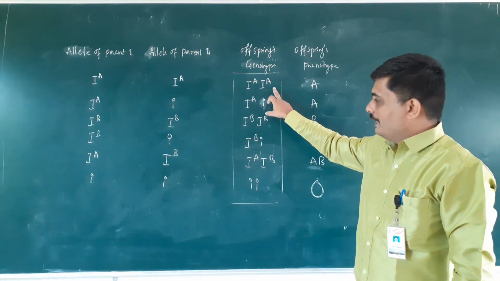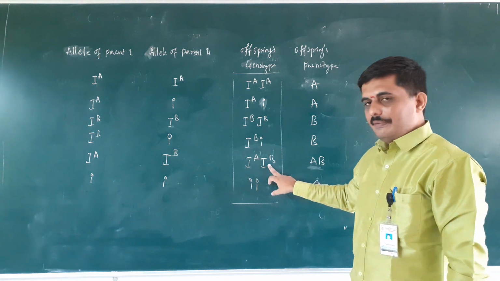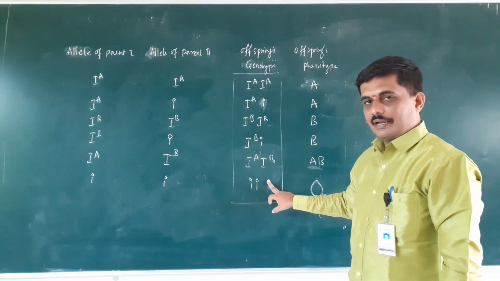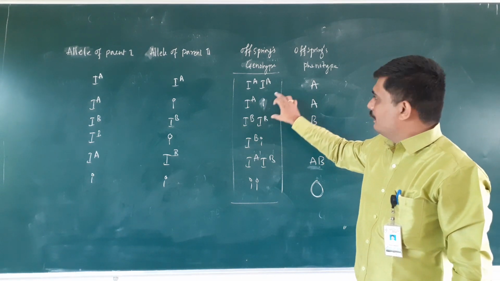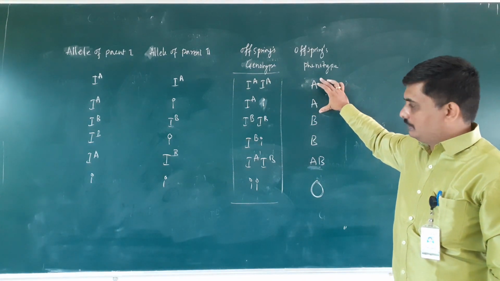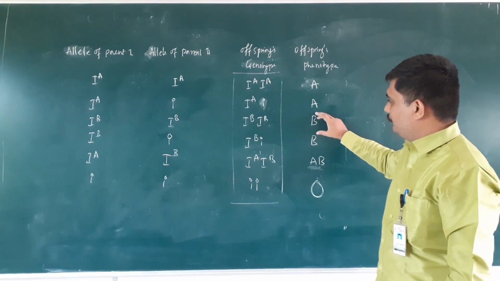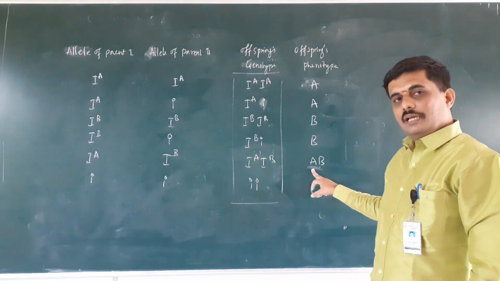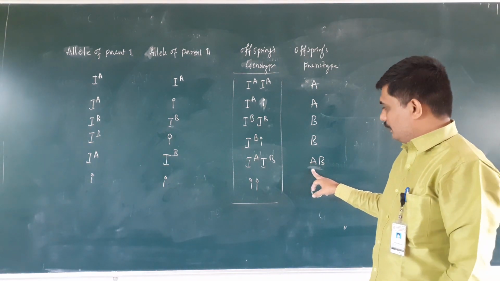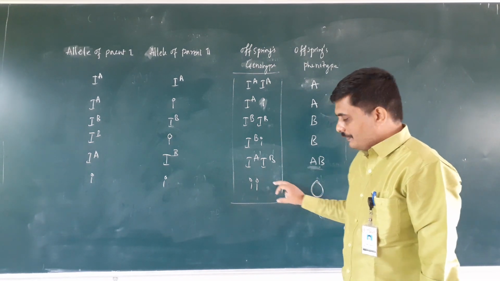One is IAIA, IAi, IBIB, IBi, IAIB, and ii. In both IAIA and IAi conditions, blood group A is expressed; in IBi and IBIB, blood group B is expressed; in the IAIB condition, blood group AB is expressed; and in ii, blood group O.